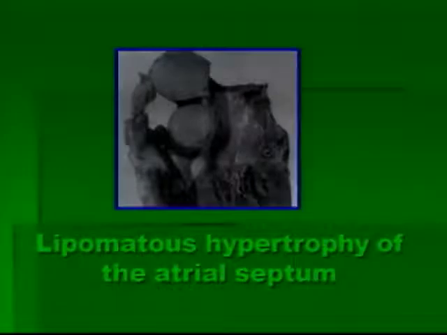Here's another tumor, or rather two tumors. This is obviously an explanted heart. There's a large one in the intra-atrial septum, and there's a little space in between, and then there's another large ball-like tumor. And this actually is a rather extreme example of lipomatous hypertrophy of the atrial septum. Let's use this to actually talk about lipomas.